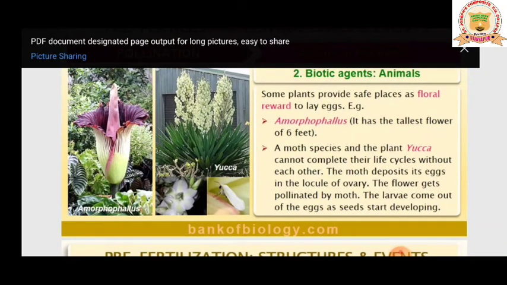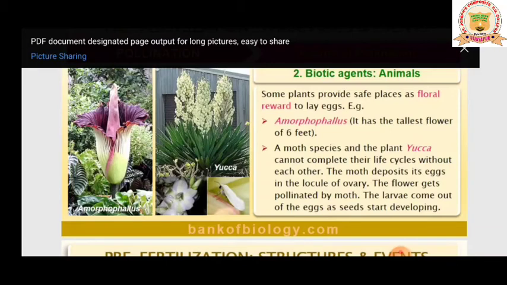Some plants provide a safe place as a floral reward to lay eggs. See this, this is the most peculiar character which I am going to explain here. It has come many times in the CET and the competitive exams. There is a plant which provides a safe place to lay the eggs. Example, Amorphophallus. It is the tallest flower. General knowledge question. It is the tallest flower, around 6 feet in height.